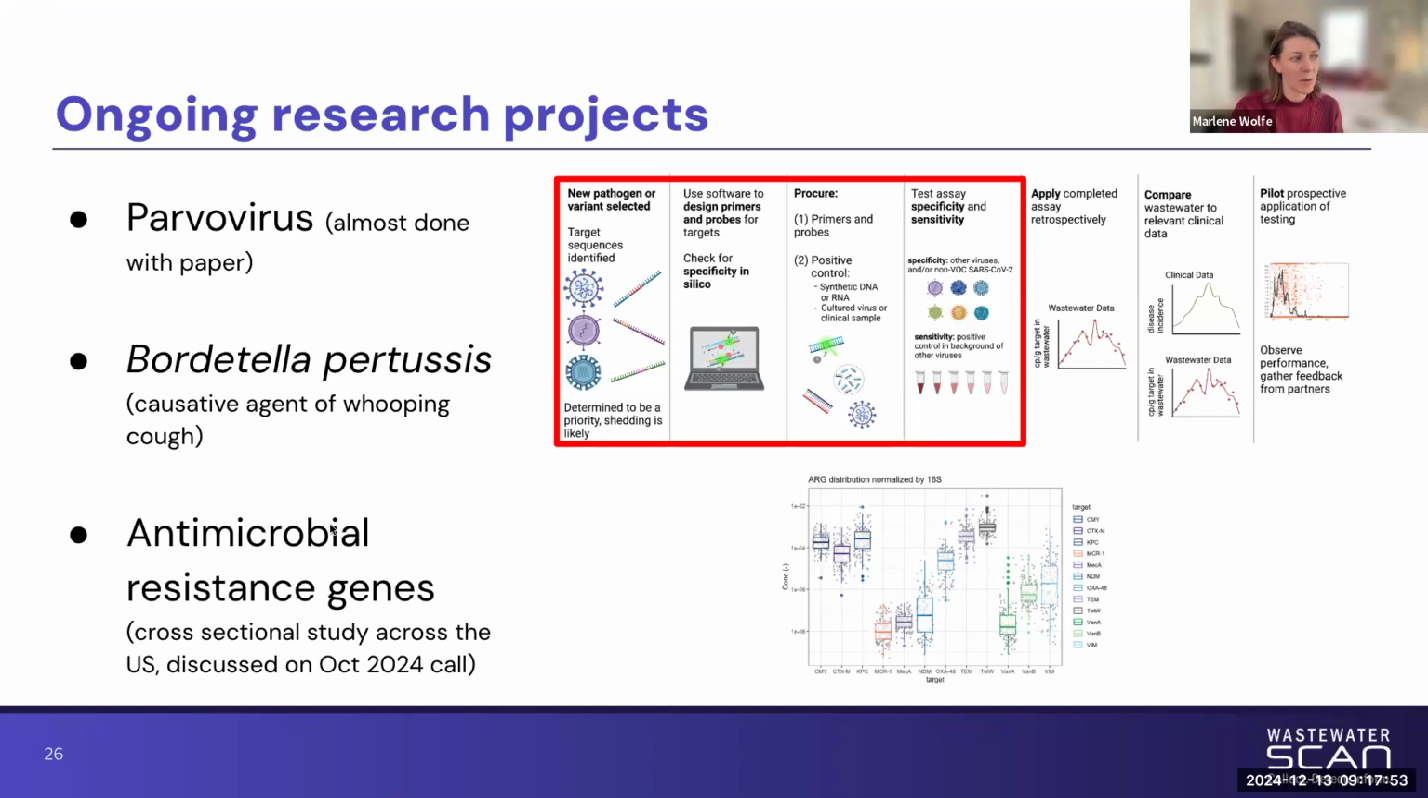And then antimicrobial resistance genes, we've shared with you in previous calls some of the details of this analysis, and you can see some of the preliminary results here, looking at the distribution of ARGs at our sites across the United States in cross-sectional samples from just a short time period earlier this year. So you can always go back and also watch the recording for that October 2024 call where we talked about that study in more detail.